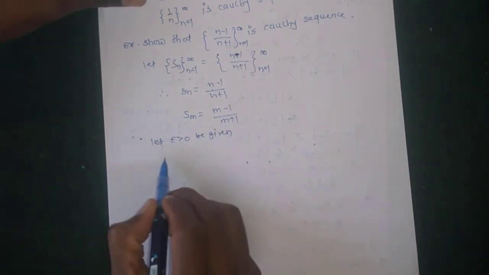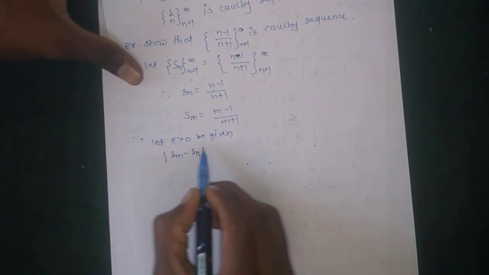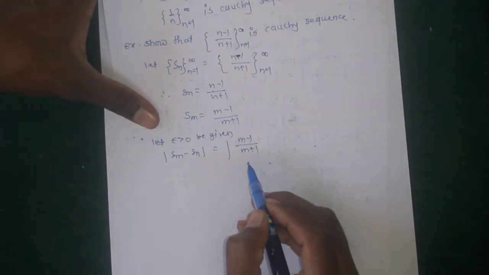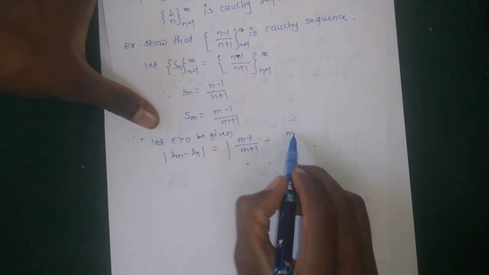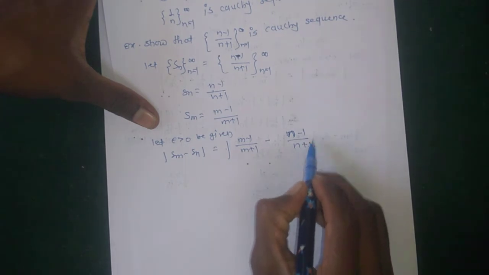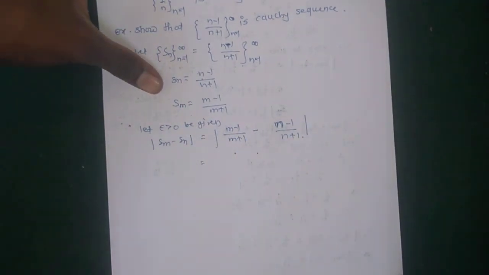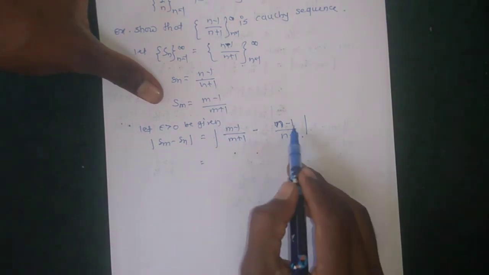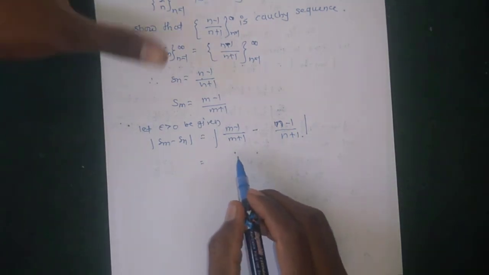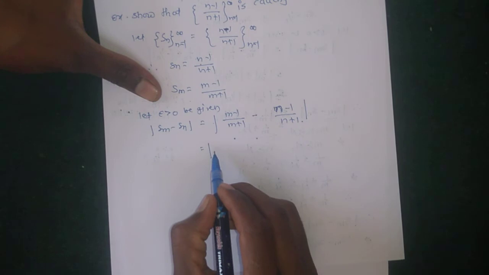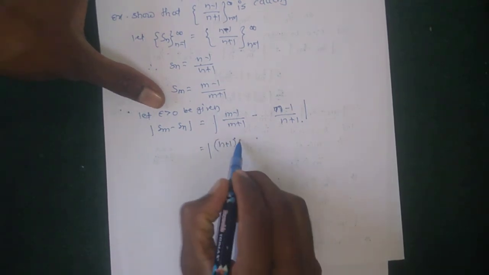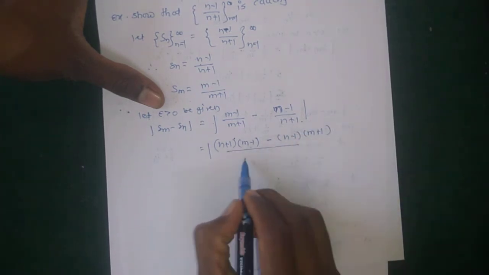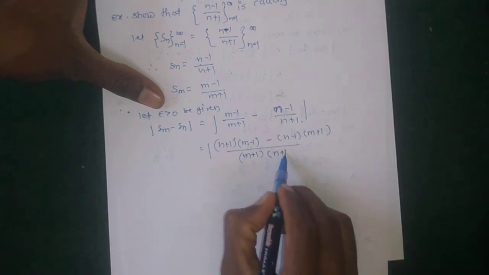Then consider |Sm - Sn|, and put in their values: Sm is (m - 1)/(m + 1), minus (n - 1)/(n + 1). The denominators are not the same, so multiply accordingly and take a common denominator. We get (n + 1)(m - 1) - (n - 1)(m + 1), divided by (m + 1)(n + 1).